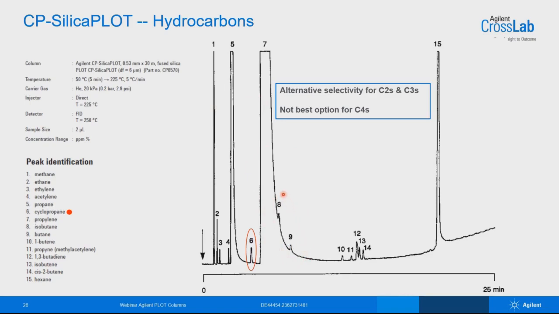Have a closer look at the elution of cyclopropane. It's there well in front of the large propylene peak and clearly separated. That's just not possible on alumina. The silica PLOT column definitely provides an alternative selectivity for C2 and C3 hydrocarbon separations in comparison to alumina PLOT, and it can benefit some specific requirements. The quantification of cyclopropane could be one of them.